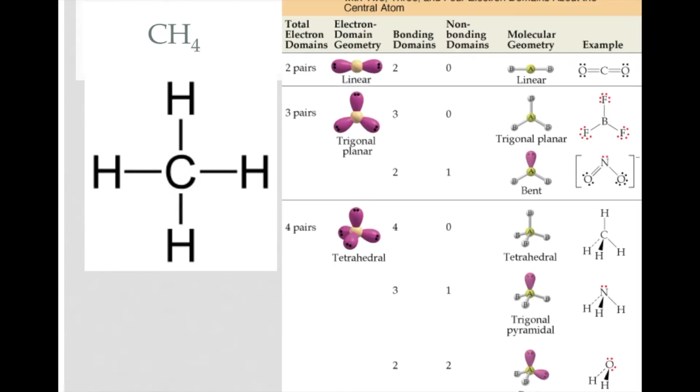Okay? So we have CH4. So we draw our Lewis structure for CH4. We see that there are a total of 4 pairs, right? Yes. 4 domains. 4 bonds. So when I go on my chart here, I look and I see, okay, 4 pairs.